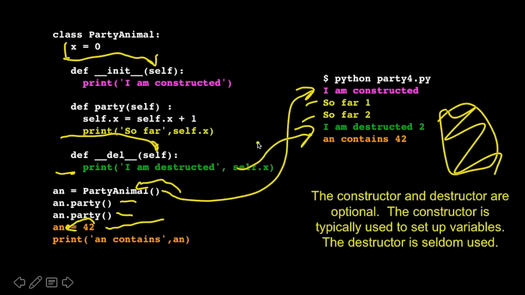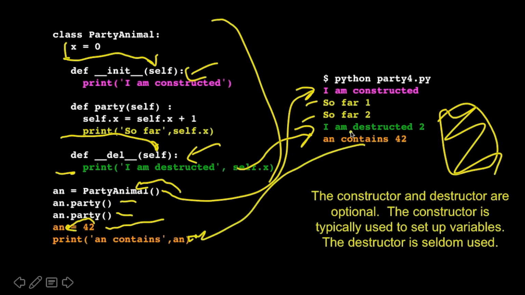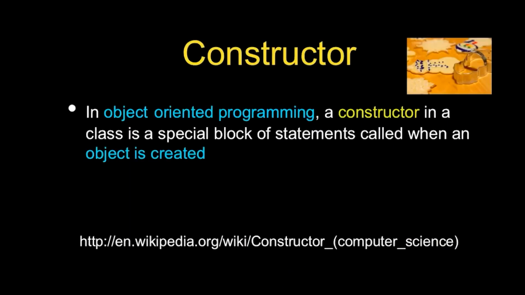So we are allowed, as the builder of these objects, to add these little chunks of code that say, I want to be involved at the moment this object is created, and I want to be involved at the moment this object is destroyed. Now, in this last line, an is no longer a party animal. An is now an integer. It's got a 42 in it. It's been created, it was used, and then it was destroyed. So you've got to be careful, if you overwrite something, you can throw the object away. The constructor is a special block of code that's called when the object is created to set the object up.